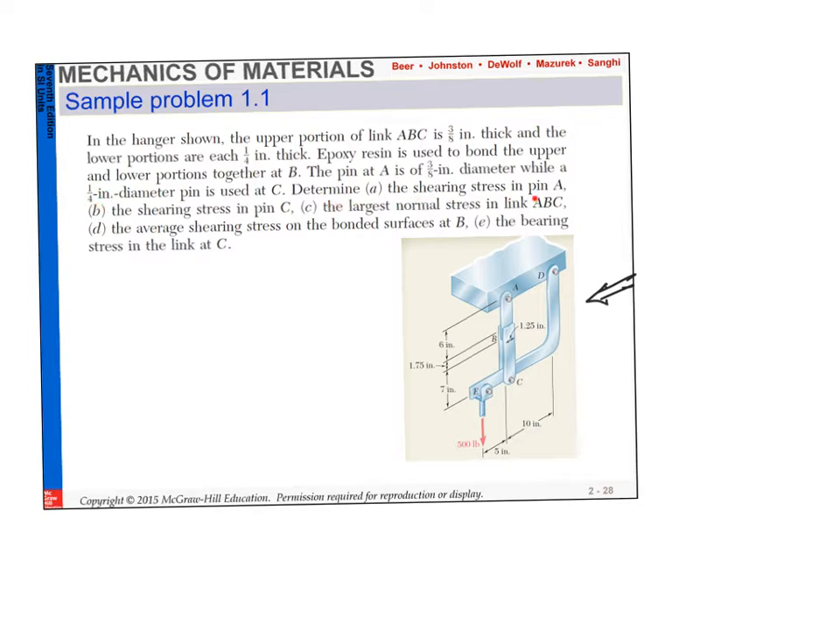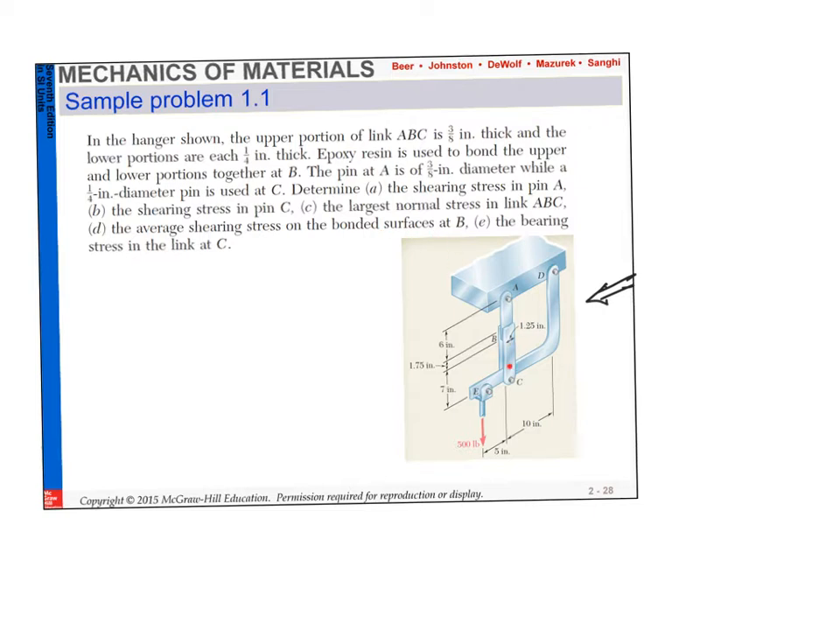Determine the shear stresses at pin A. This is the pin, the shear of this bolt. The shearing stresses in pin C, this bolt here. And then the largest normal stress in the link ABC, the whole link. Normal stress is the axial stress. And the average shearing stress in the bonded surface at B.